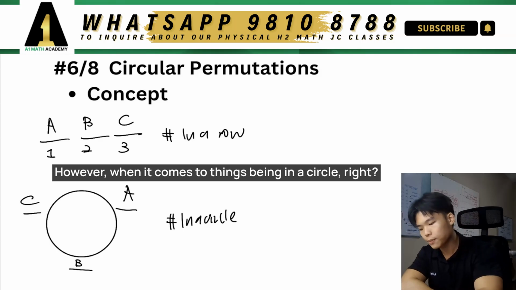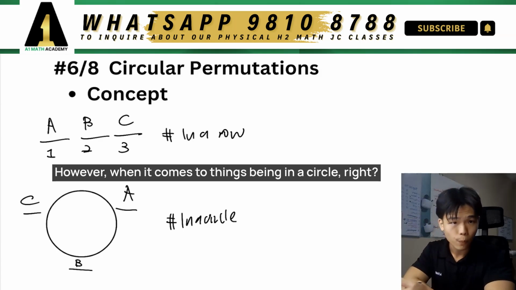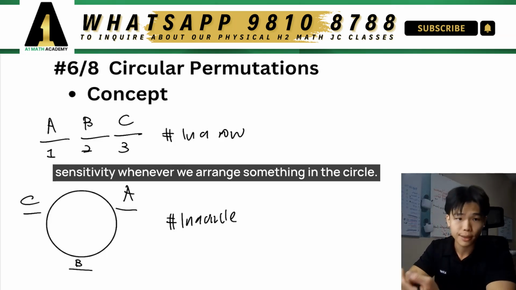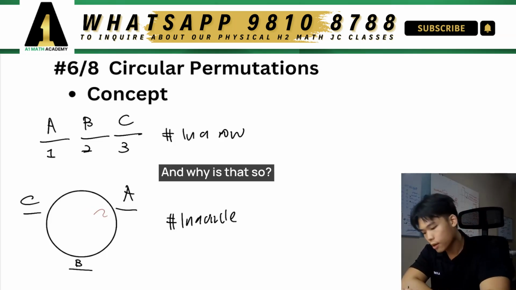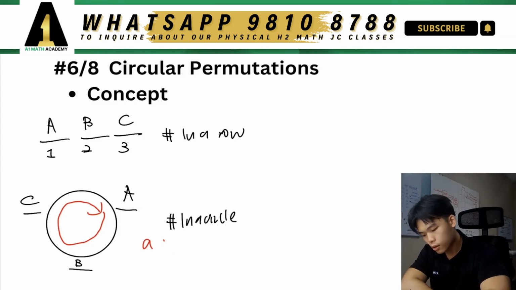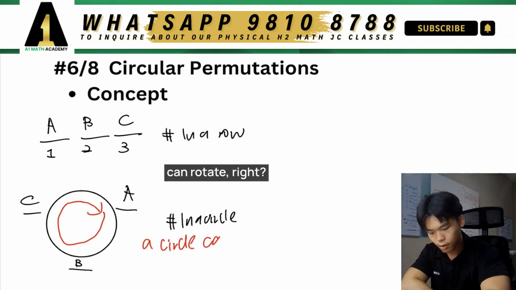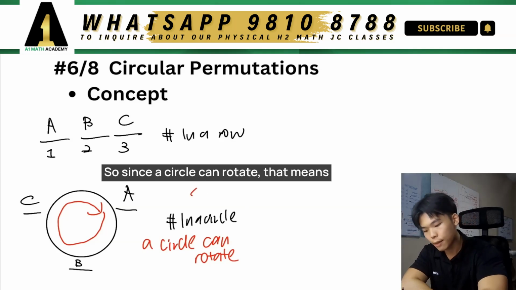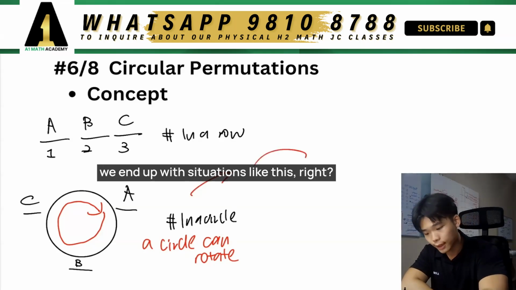However, when it comes to things being in a circle, there needs to be some sort of sensitivity whenever we arrange something in a circle. And why is that so? Because a circle can rotate. So since a circle can rotate, we end up with situations like this.